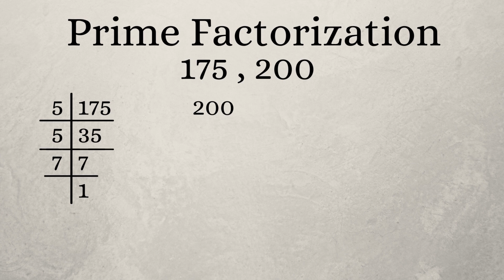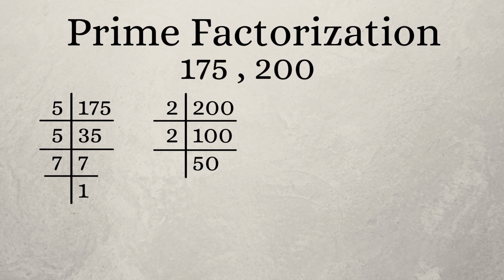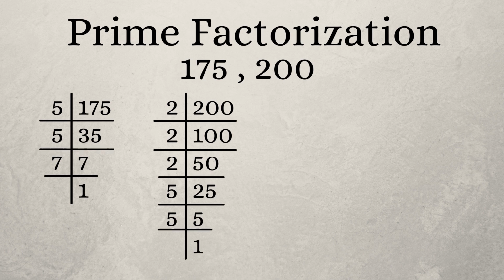The next number is 200, which has the smallest prime factor of 2. So dividing 200 by 2 gives us 100. 100 again has the smallest prime factor of 2. So dividing 100 by 2 we get 50. Now 50 is again divided by 2 to give us 25. 25 has the smallest prime factor of 5. So we divide 25 by 5 to get 5. Now since 5 is a prime number, we stop here by dividing 5 by itself to get 1.